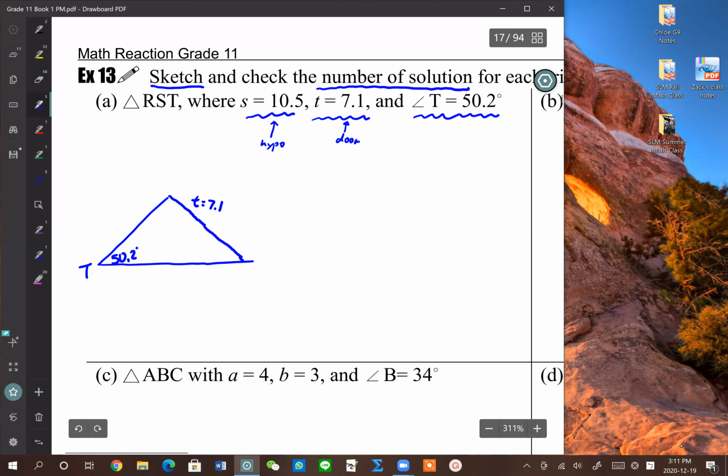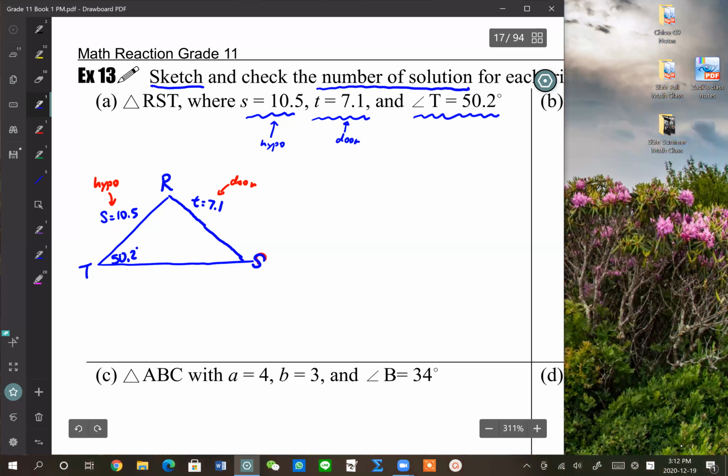So S is 10.5. This is the door. This is the hypotenuse. And if the left side is the S, that means the angle on the right corner is the S. Right, and then R has to be on the top, and then small r. Okay, any question about the picture?